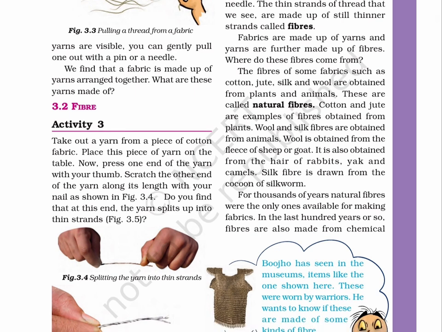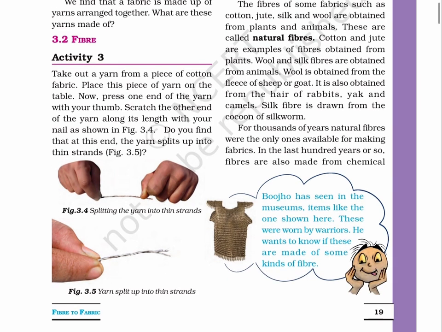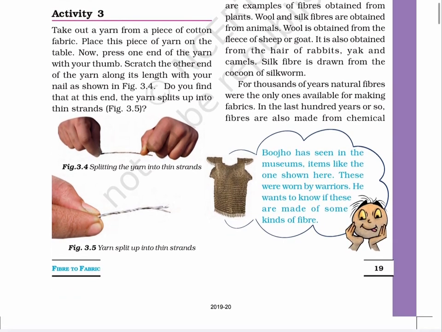For thousands of years, natural fibers were the only ones available for making fabrics. Bujo has seen in the museums items like the one shown here. These were worn by warriors. He wants to know if these are made of some kinds of fiber.